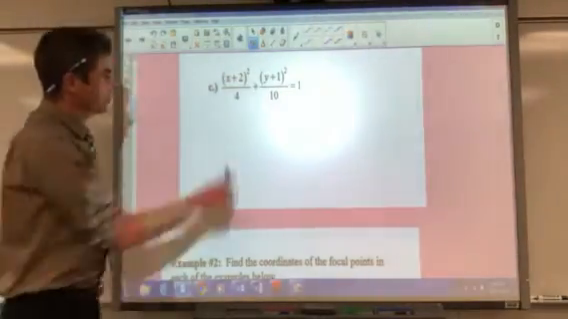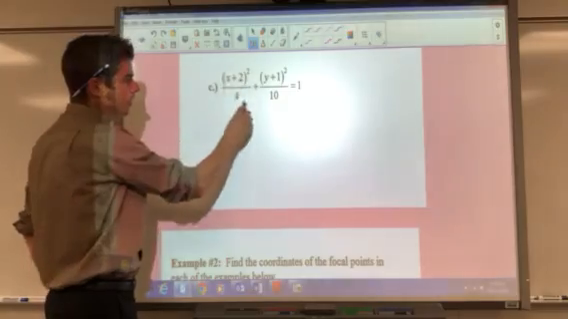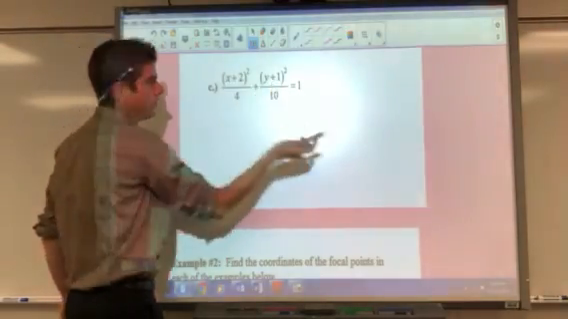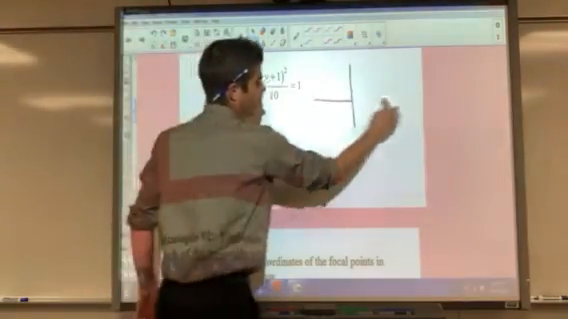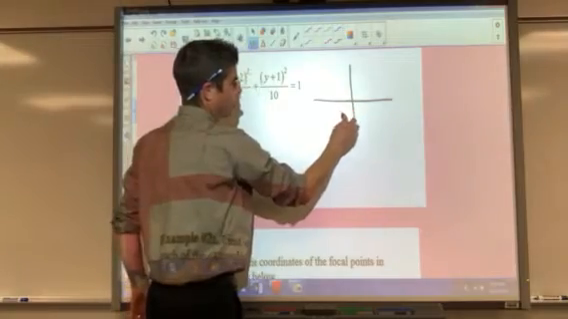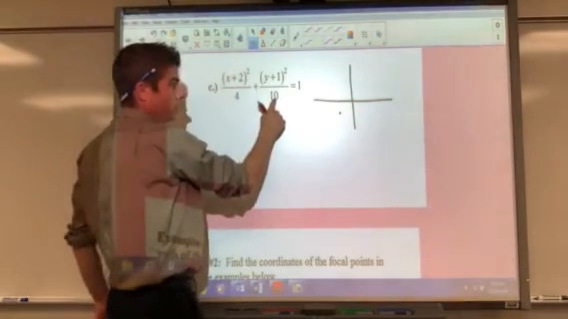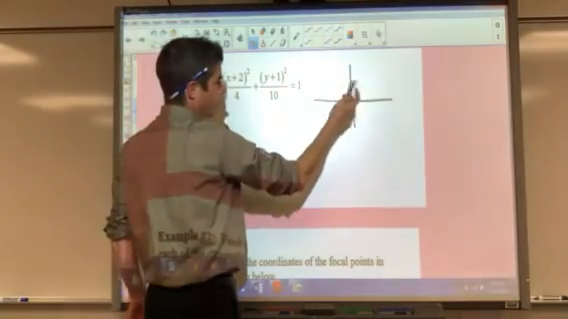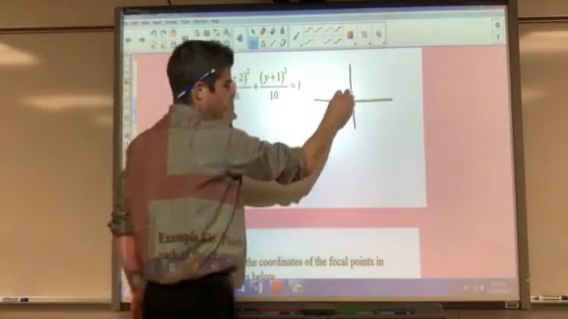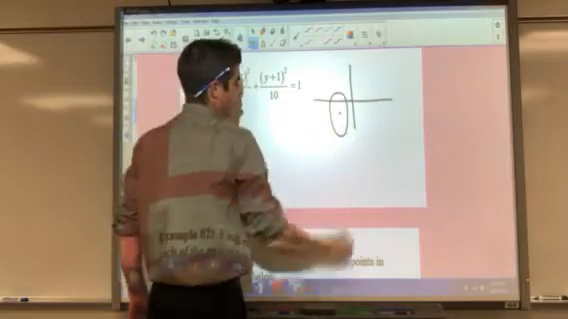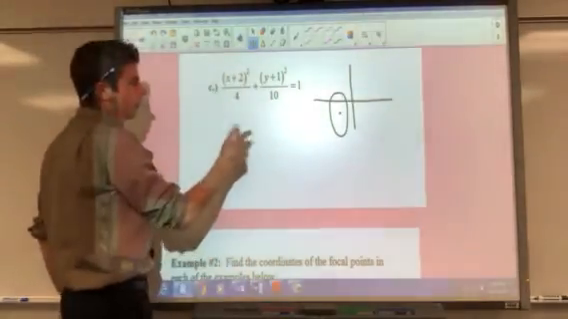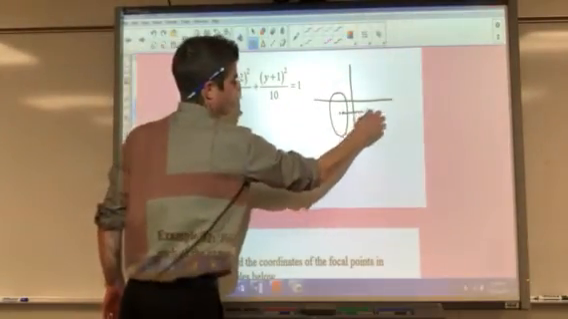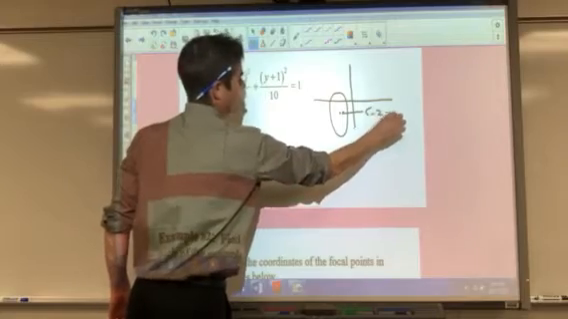Okay, so this one, again, the center's at (-2, -1), and it's opening in the vertical direction because 10 is bigger than 4. So again, I'll just sketch it here. And so the center here is (-2, -1).